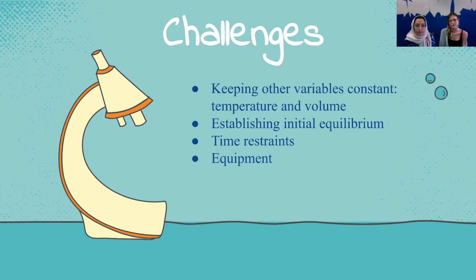Now, some of the challenges we faced are keeping other variables constant, such as temperature and volume. Initially, we did not have the magnetic stir or an ice bath. Once we put the magnetic stir in, we realized that the temperature inside the system was getting too hot. So that's why we put in a water bath in order to keep that temperature constant. And the volume was also an issue because as pressure is changing, volume is inversely changing. So that's why we had to keep removing air to make sure the system is at equilibrium.